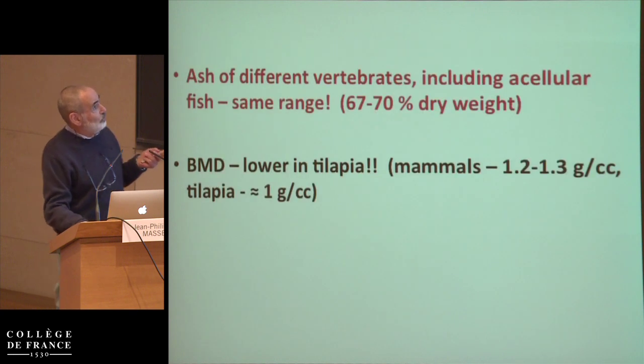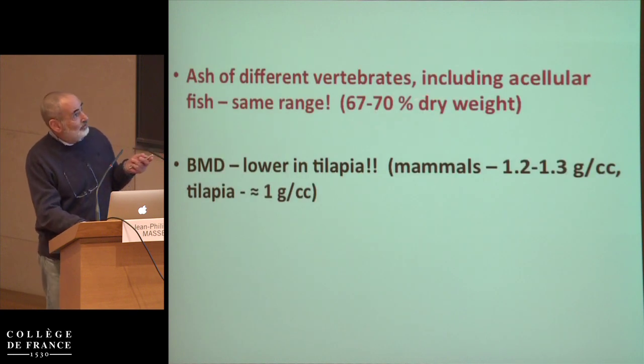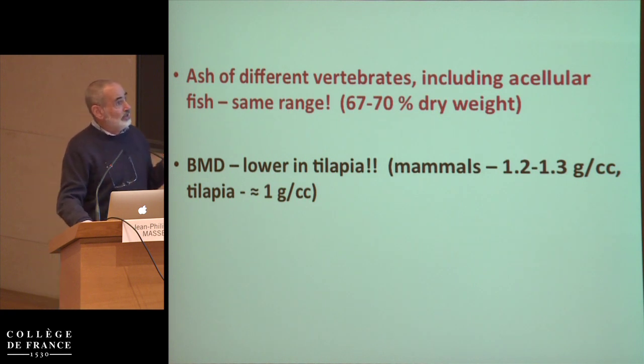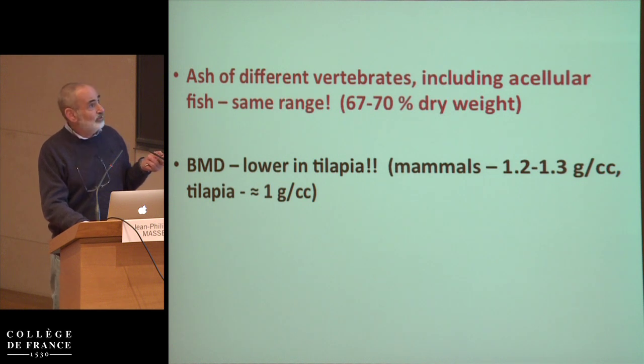As far as mineral composition, what we found, and that is also a bit curious, is that the ash content, that is the weight of mineral per weight of piece of bone, is the same in everybody, including fish, between 67 to 70%. However, when we did bone mineral density, we're using micro-CT for this, we found that in the mammals and the birds we get around 1.2, 1.3. This is also what is published in the literature. And for the fish we get usually less. I say 1, but it's usually really between 0.9 and 1 grams per cc. So lower amount of bone per volume, same amount per weight.